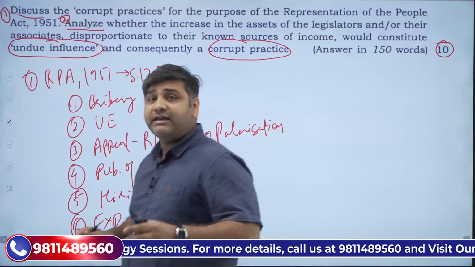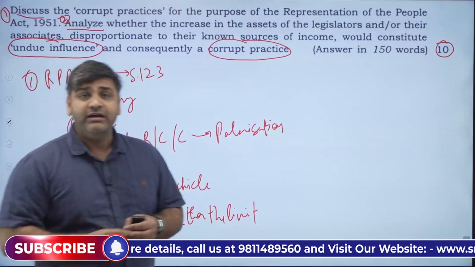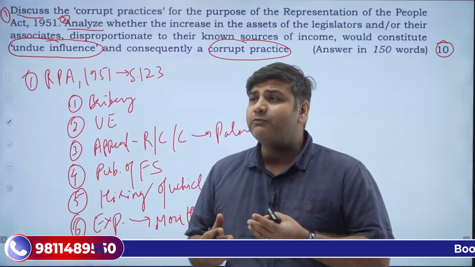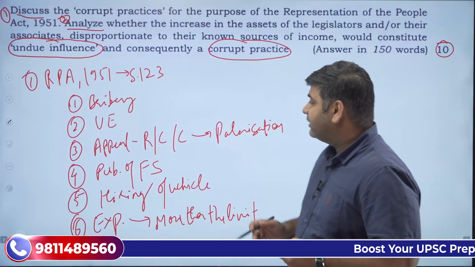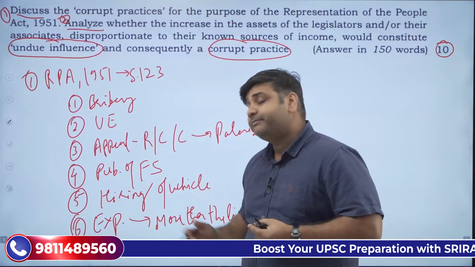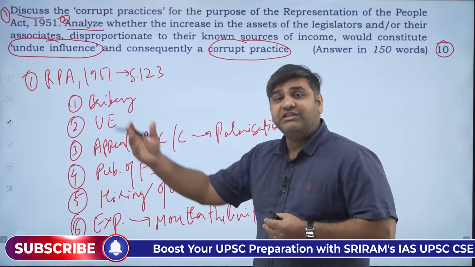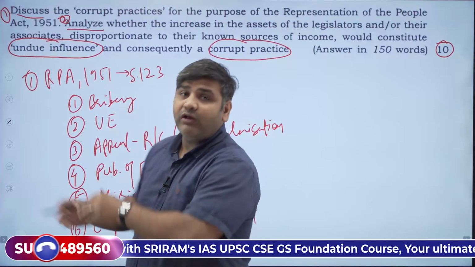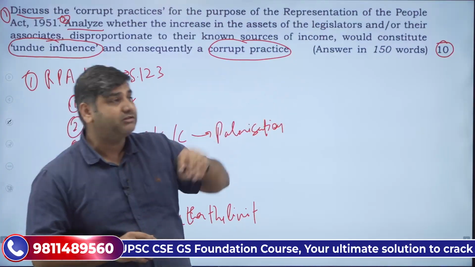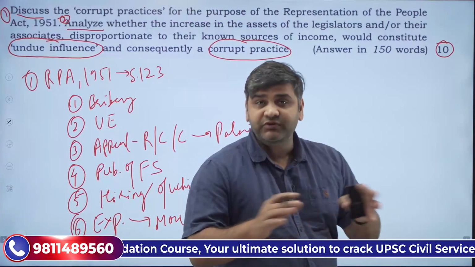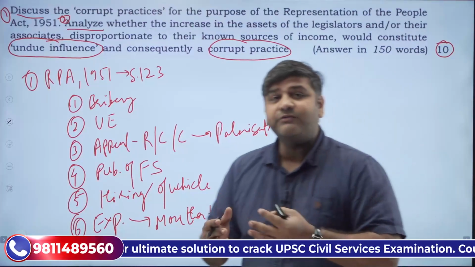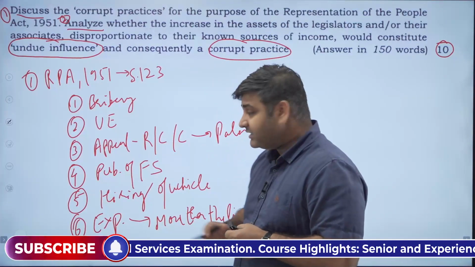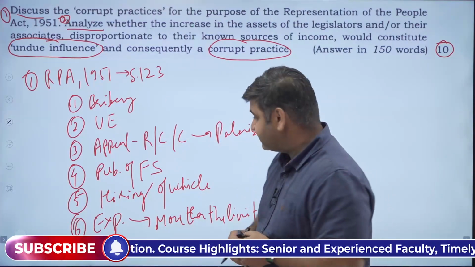Act of what? Polarization. You are polarizing the society. You are trying to create some kind of law and order problem also. You can incite violence also through the appeal on the basis of religion, caste or community. Then comes publication of false statement, saying something false, something which is not true, just to get votes, just to have undue influence on the public. That is also considered to be a corrupt practice.